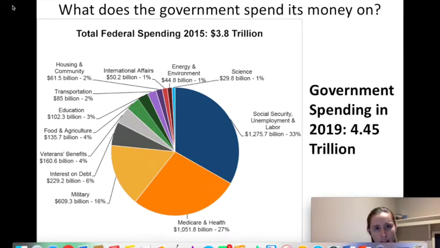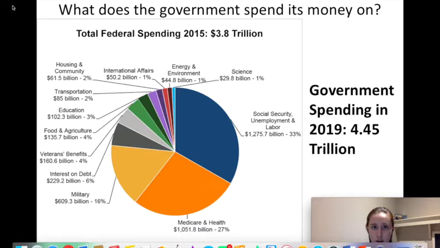Okay, I want to show this visual here real quick. So you have this pie chart to go off of. Remember, anytime you look at a chart, the first thing we want to look at is the title before we look at the chart itself, so that we have an idea of what this information is going to be covering. So our title here is Total Federal Spending in 2015. So that was 5 years ago.